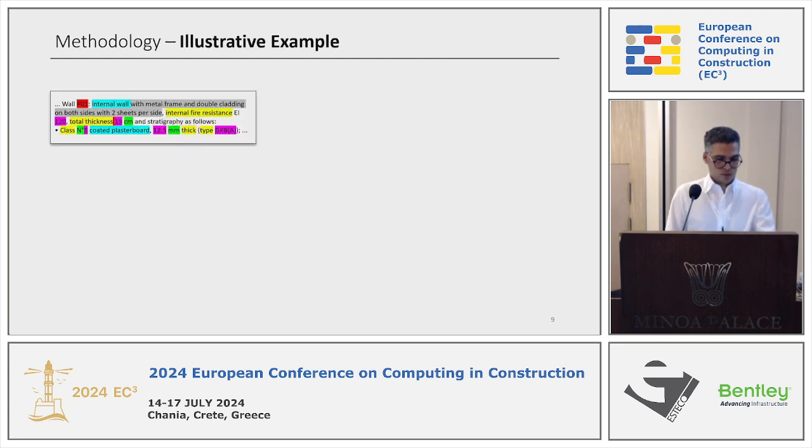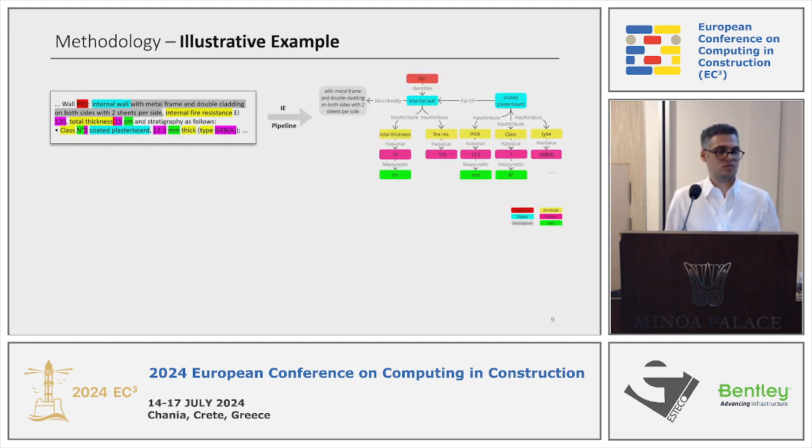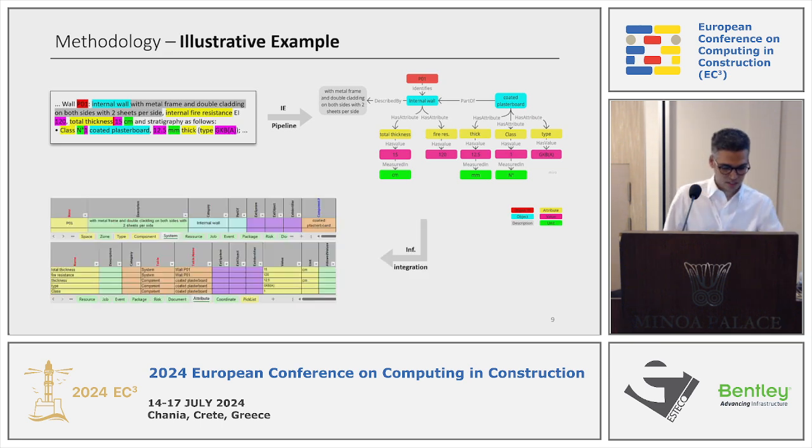For example, we have a wall specification. We apply the information extraction pipeline, so entities with their relations are extracted and defined, then we insert this information inside the COBie format. As we see here, internal wall is a system. We insert information about the ID and the description of the wall, and then we have coated plaster board as a component, and the attributes related to these objects are inserted inside the attribute sheet.